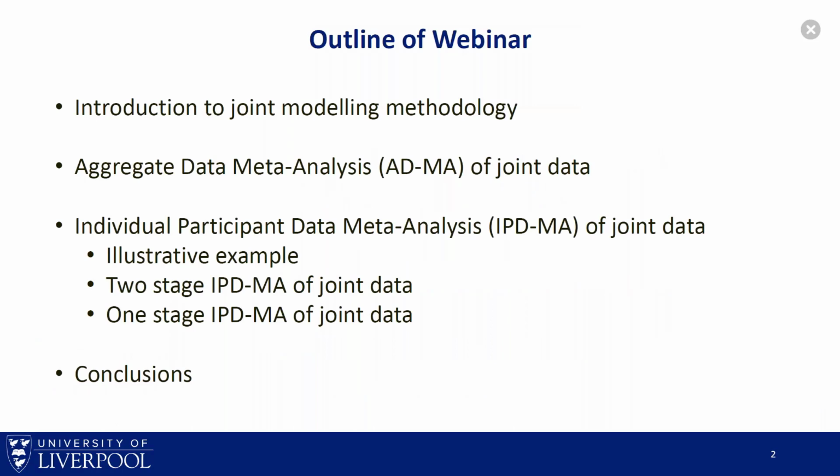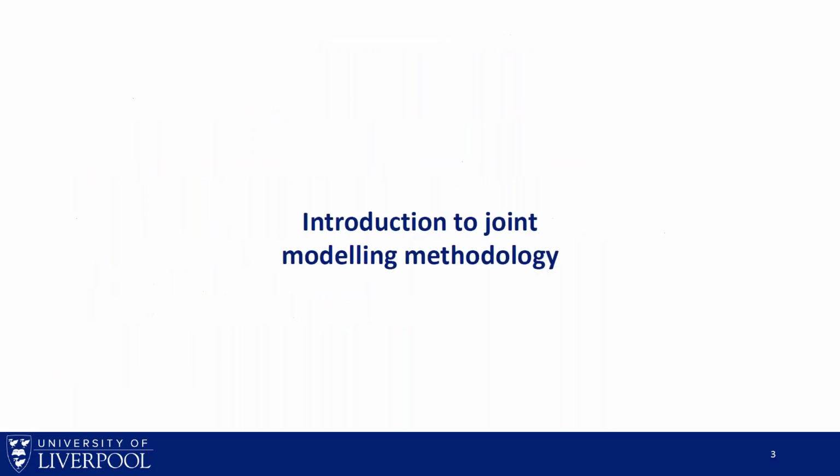To give you an outline of what I'll be talking about today, I'm going to start by giving you an introduction to what exactly a joint model is. I'm then going to talk about aggregate level meta-analysis of joint data, talk about individual participant level meta-analysis of joint data with an illustrative example, and I'll talk about both two-stage and one-stage approaches, and then the presentation will end with a few conclusions and recommendations.